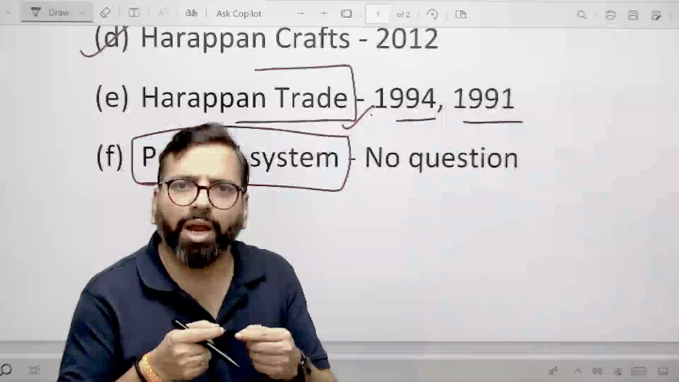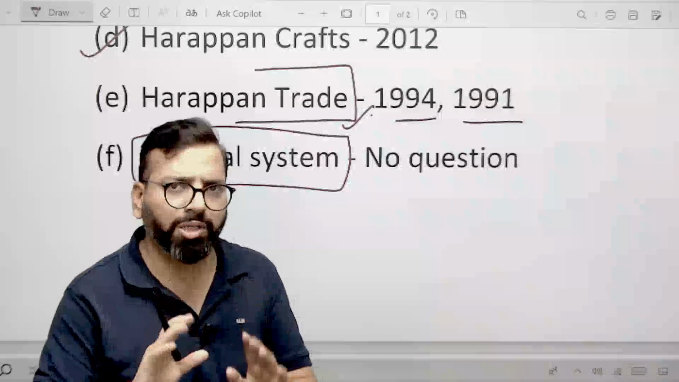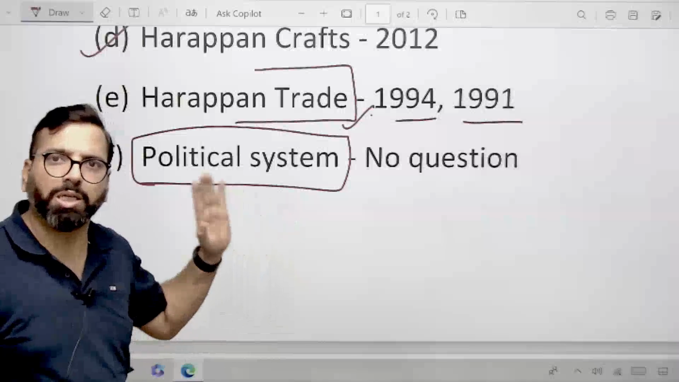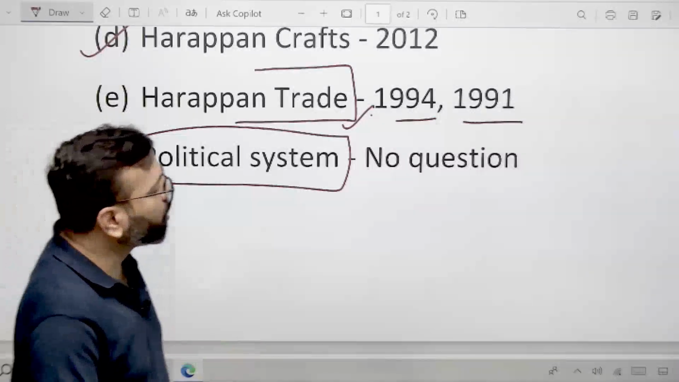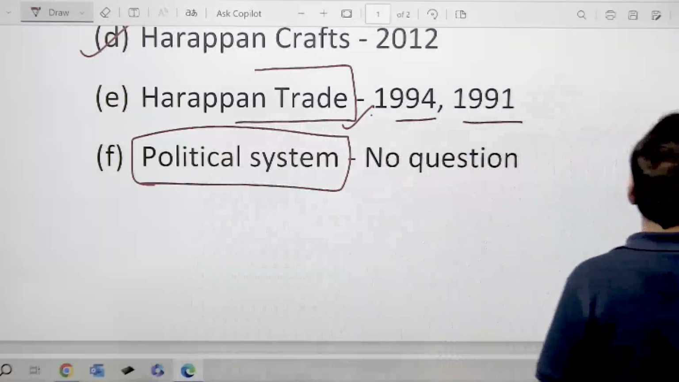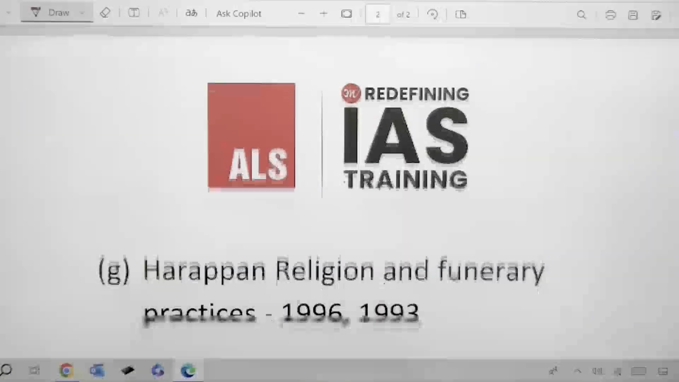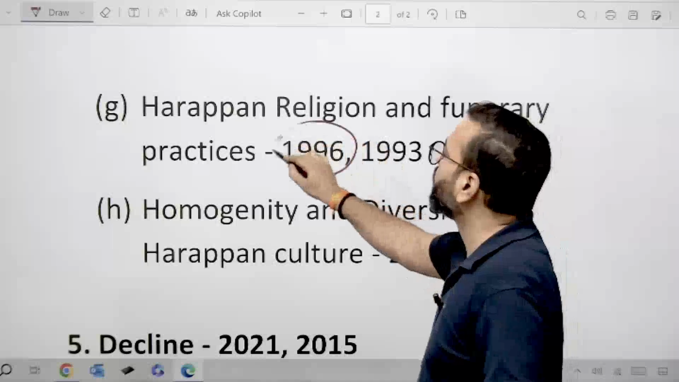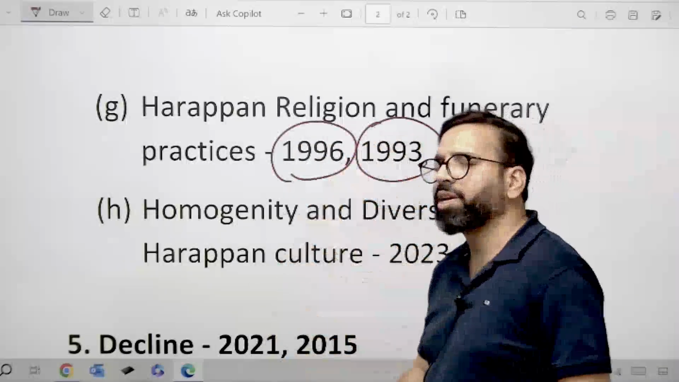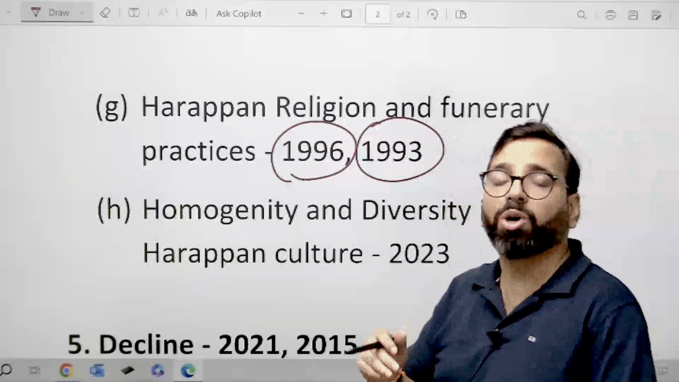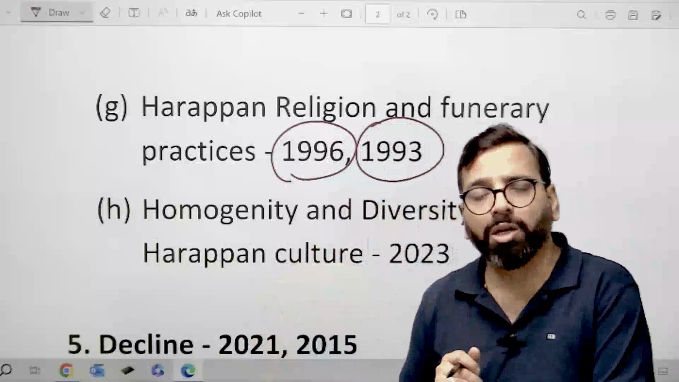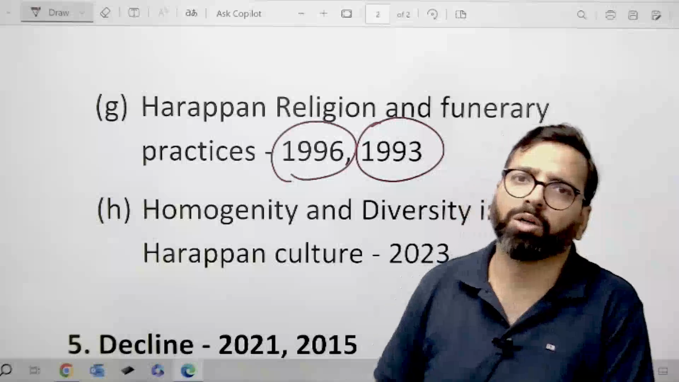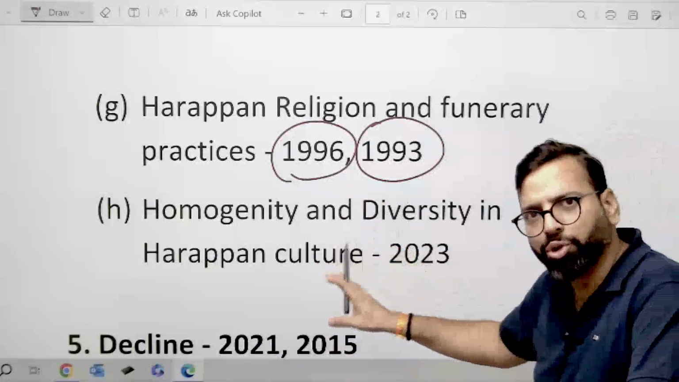So if you get any question on the political system, you can do it easily, although no question has been asked from this political system yet. Next to this, in characteristic features, we have one more, Harappan religion and funerary practices. Yes, that becomes an important one, asked in the 1990s. What are the characteristic features of Harappan religion, and the burial practices, all of that was asked way back, but you need to do it.